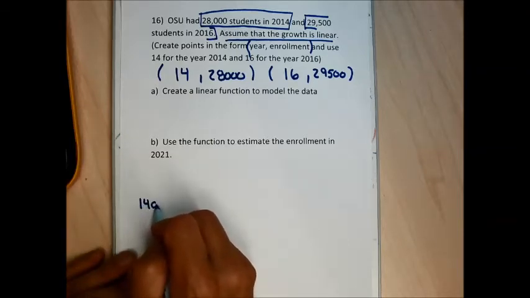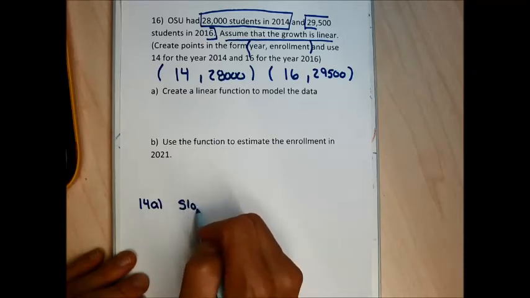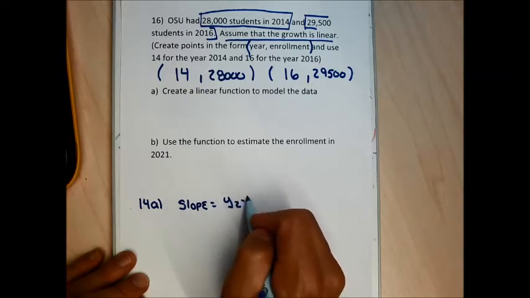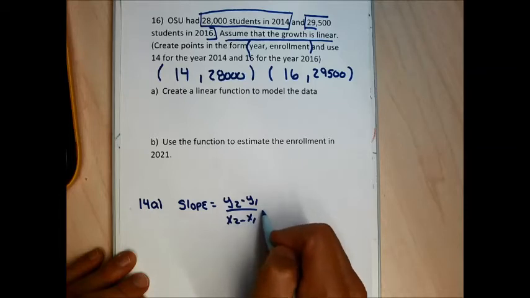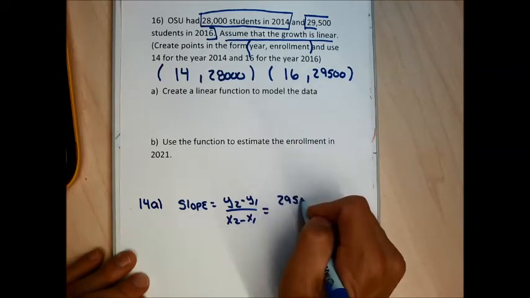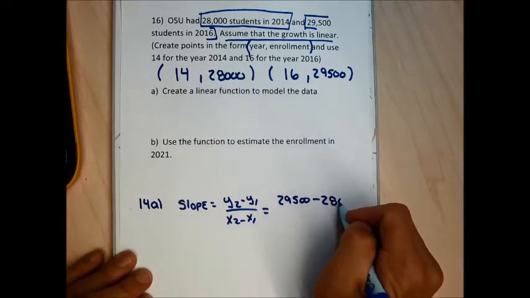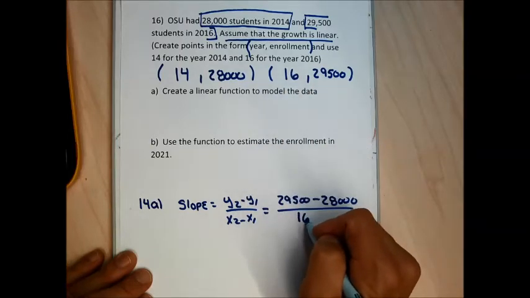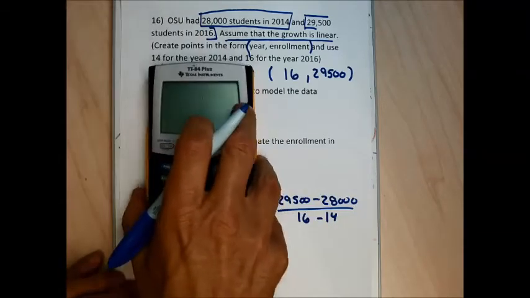So for part A, to create a function, I have to first find the slope of that line, and the slope I'm going to get by doing y2 minus y1 over x2 minus x1. The y2 is 29,500. The y1 is 28,000. The x2 is 16. The x1 is 14. And I'm going to do this on my calculator. I don't care to do this by hand.